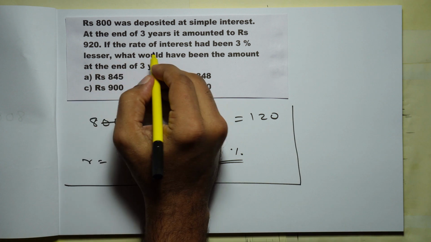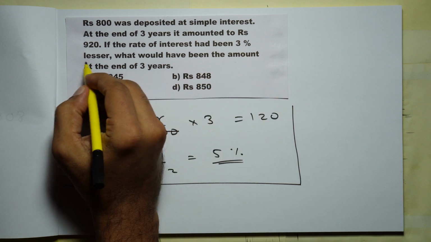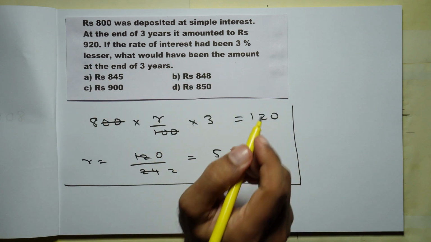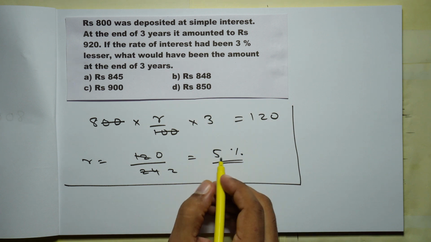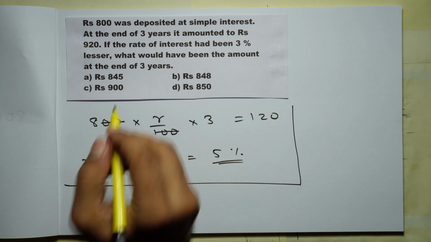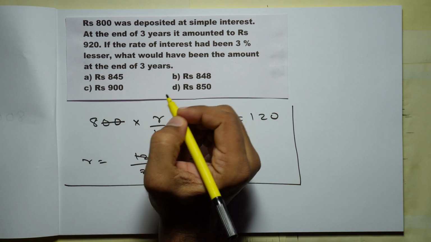Now the question is, if the rate of interest had been 3% lesser, what would have been the amount at the end of 3 years? So instead of 5%, it is 3% lesser. Now you are getting only 2%. So then what will be the amount at the end of 3 years?